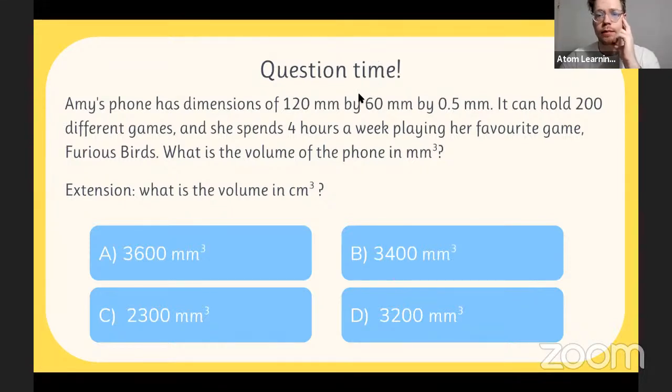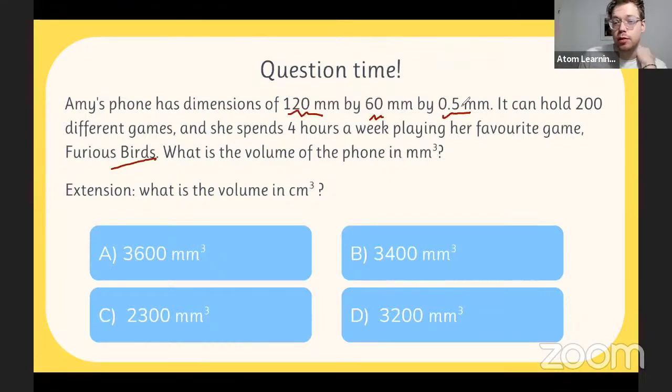So what we need to do, so Amy's phone has a dimension of 120 millimeters by 60 millimeters by 0.5 millimeters. It can hold 200 different games, and she spends 4 hours a week playing her favorite game, Furious Birds. I wonder what that is a reference to. So what is the volume of the phone in millimeters cubed?